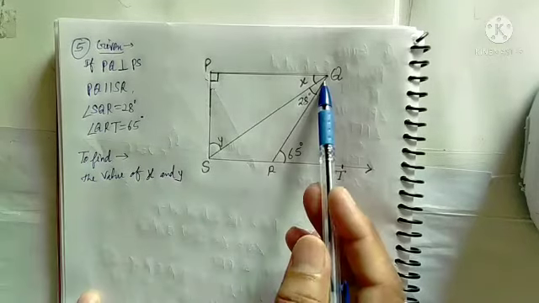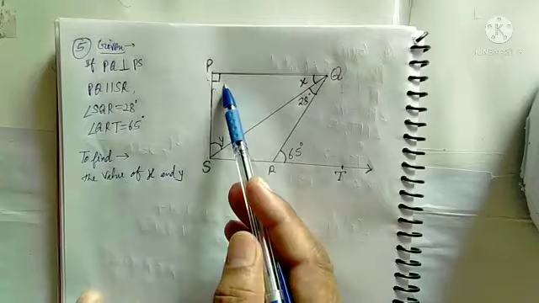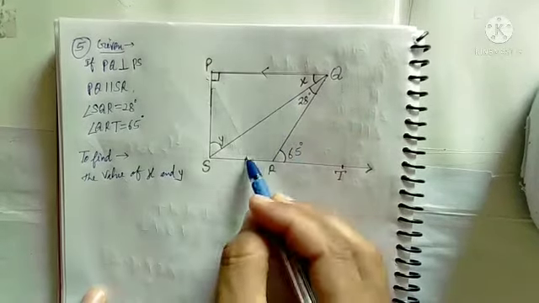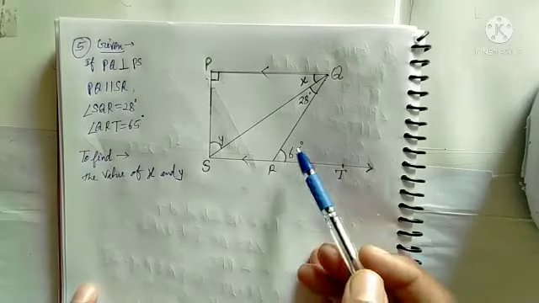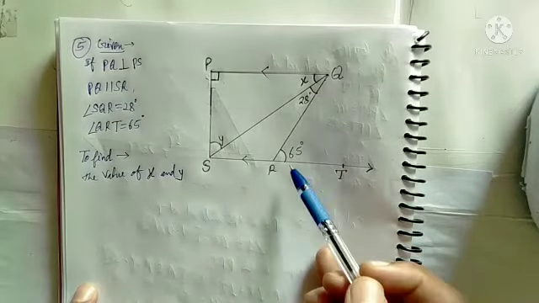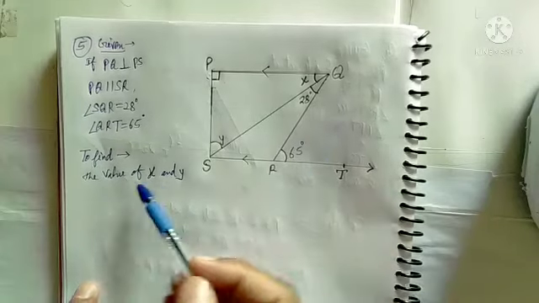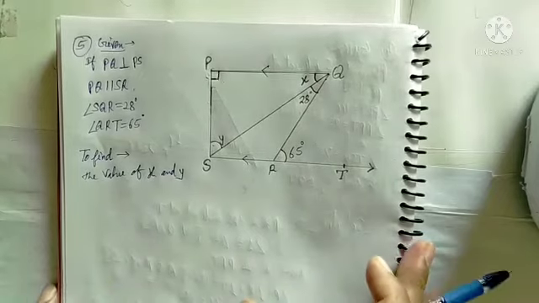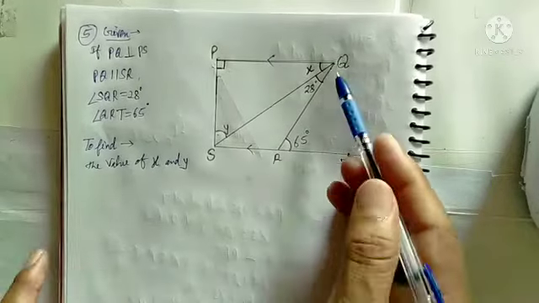It is given PQ perpendicular to PS, this means 90 degrees, and PQ parallel to SR. This angle SQR is given as 65, and QRT is given as 28 degrees. Find out the value of X and Y. This is X and this is Y. It's a very simple question. Students, please pay attention. The question is not tough, but only see the concept.